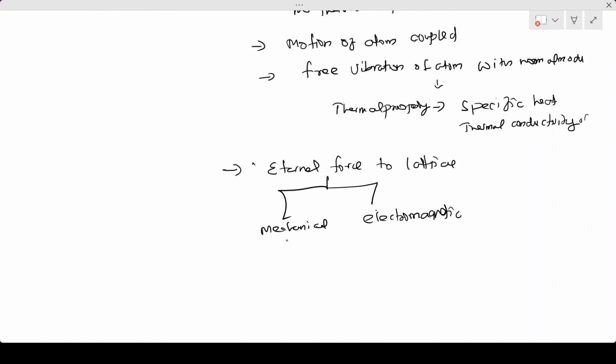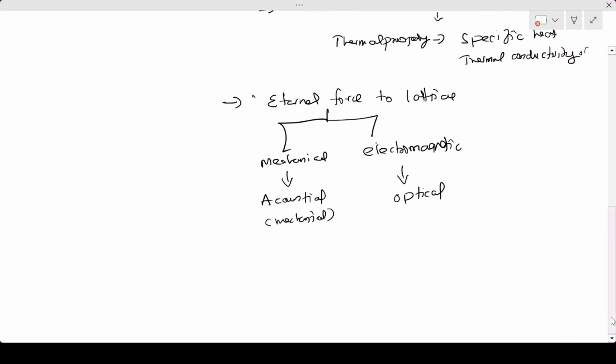If it is mechanical, you will be getting acoustical properties like sound. Acoustical means it's also a mechanical property. So by applying mechanical force you can see the mechanical property. By applying electromagnetic force you can see the optical properties of a solid. So in this scenario you are applying a forced vibration, right? You are applying an external force over there.